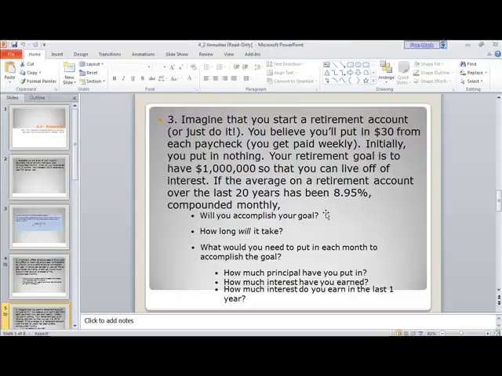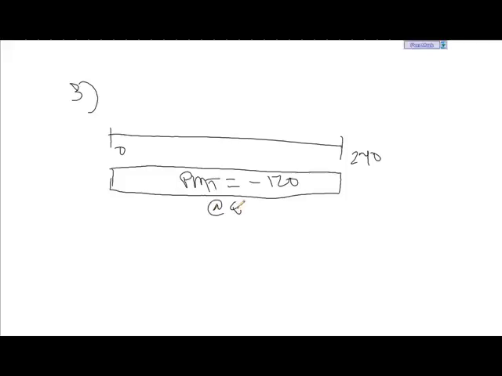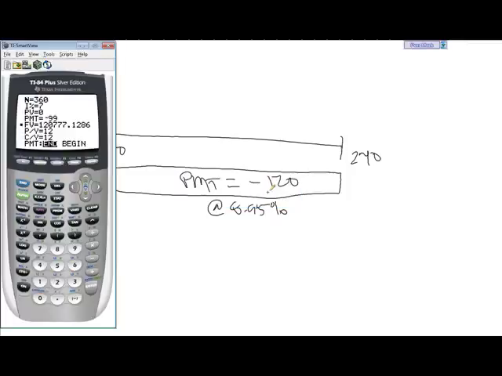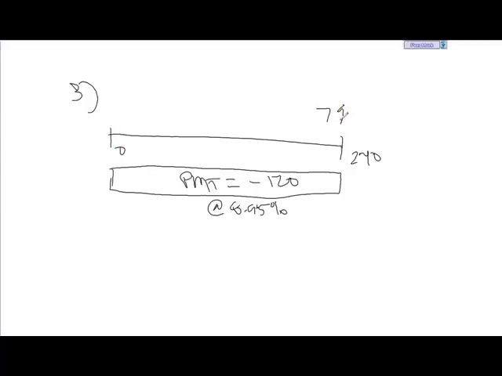And so we want to know, over that 30 years at 8.95%, will she accomplish her goal of $1 million? Well, only one way to find out, and that is to get the future value. So 240 months at 8.95%. No present value. Or excuse me, this is negative $120, different problem, and we find out that she only has very, very little, $79,639.26. So the answer is no, she won't.